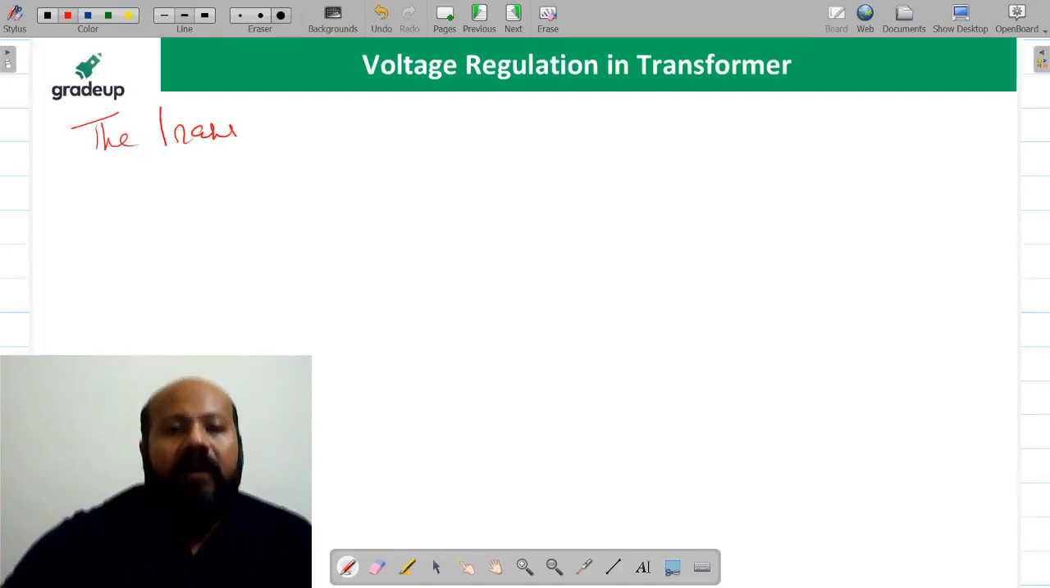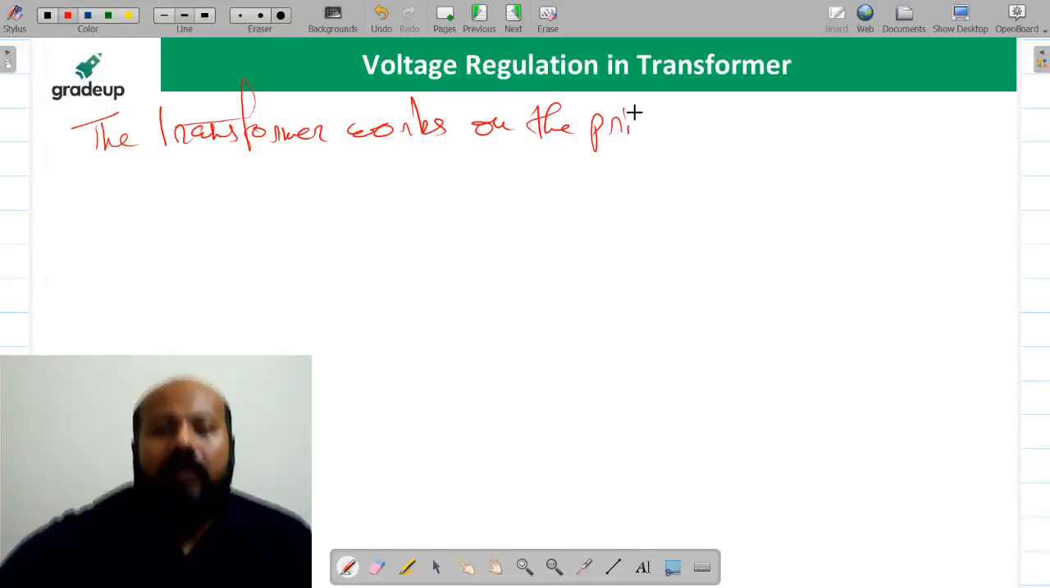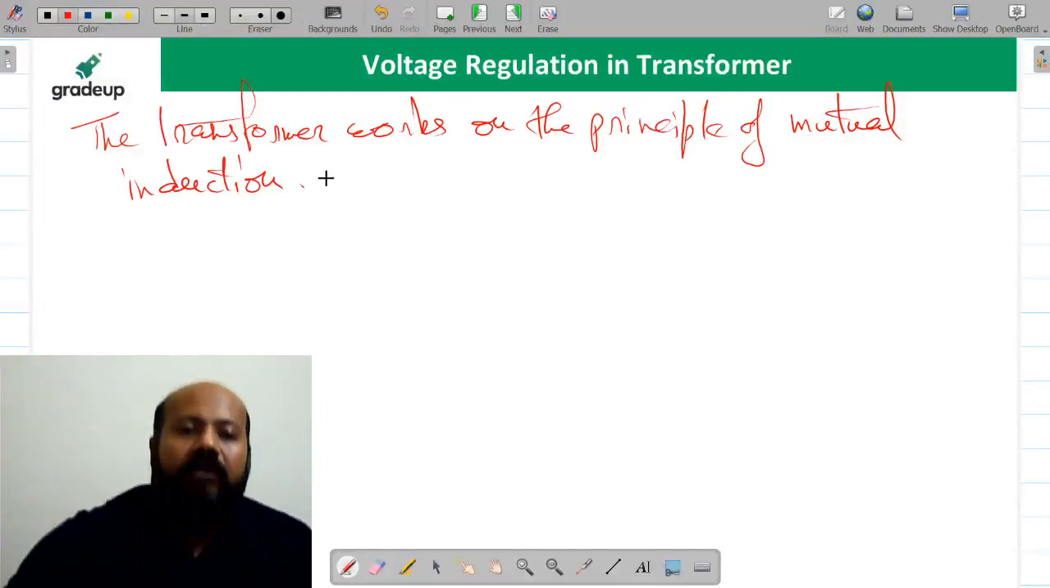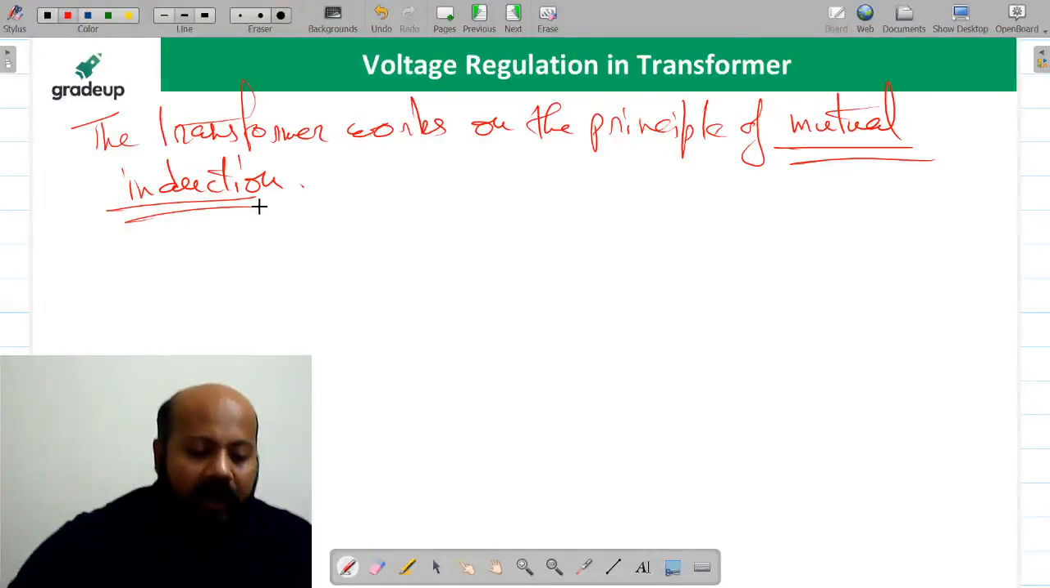The transformer works on the principle of mutual induction. The transformer works on the principle of mutual induction.